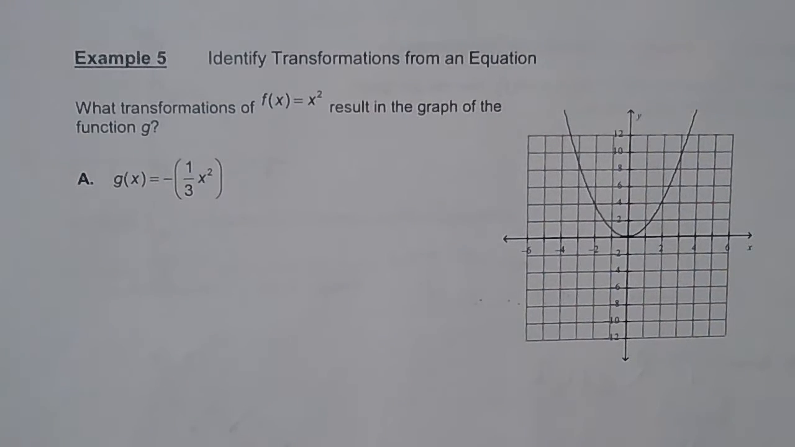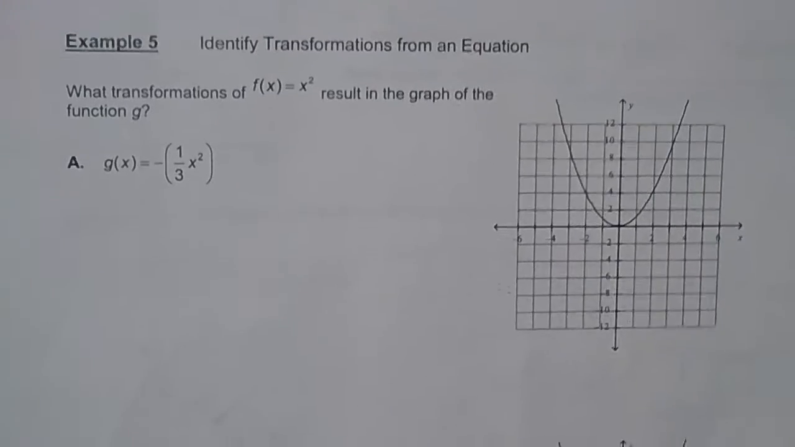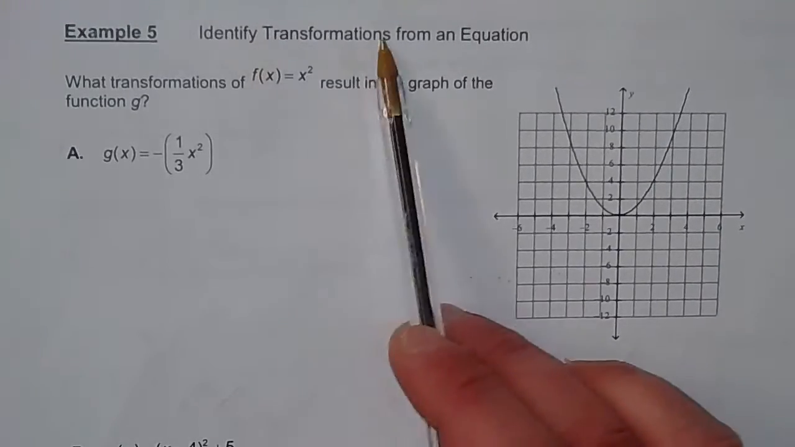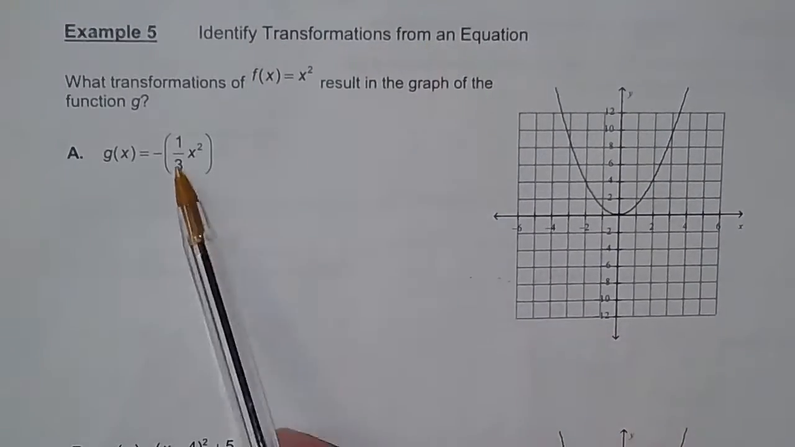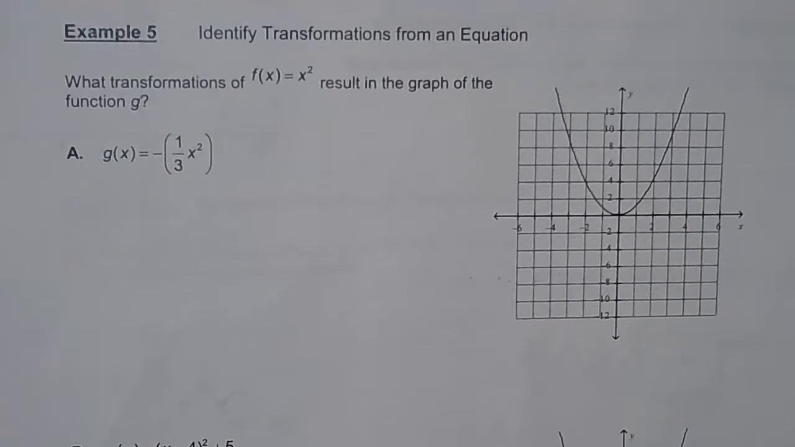All right, so starting with example 5 here, we'll finish up the 1-2 notes and see how we're looking. This one says identify transformations from an equation. So they're going to give us an equation, and we're going to describe what it is. We're going to graph it. This is essentially exactly what we just did in the warm-up. It's just more possibilities, more different things that are happening.